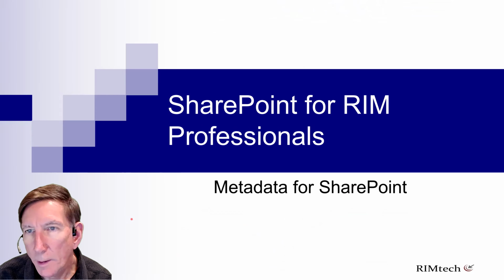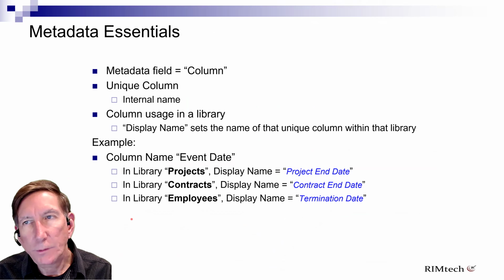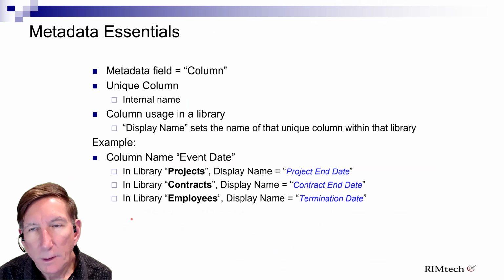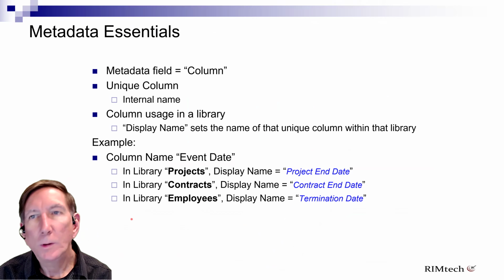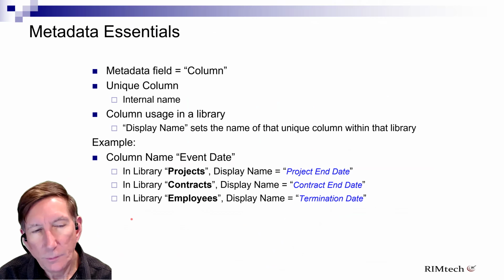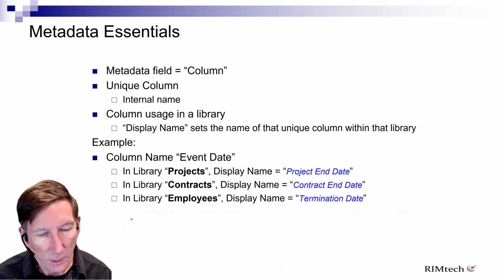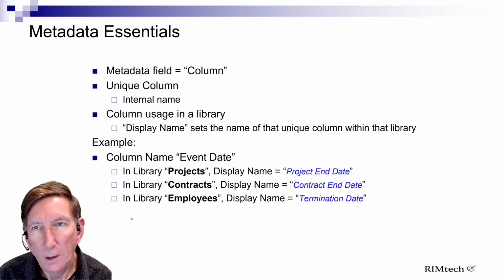Now, let's get into the metadata a little deeper here. So in SharePoint, a metadata field is called a column, okay? Column. And every library contains or has associated with it a content type, which in turn contains or defines a set of columns. So again, I often call a content type a bag of columns, right? Just to get the point across.